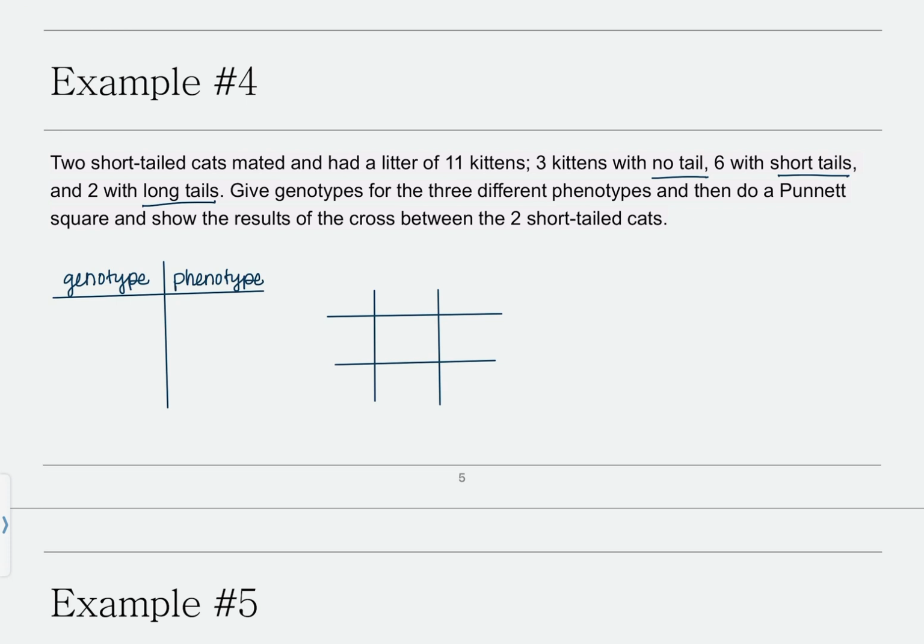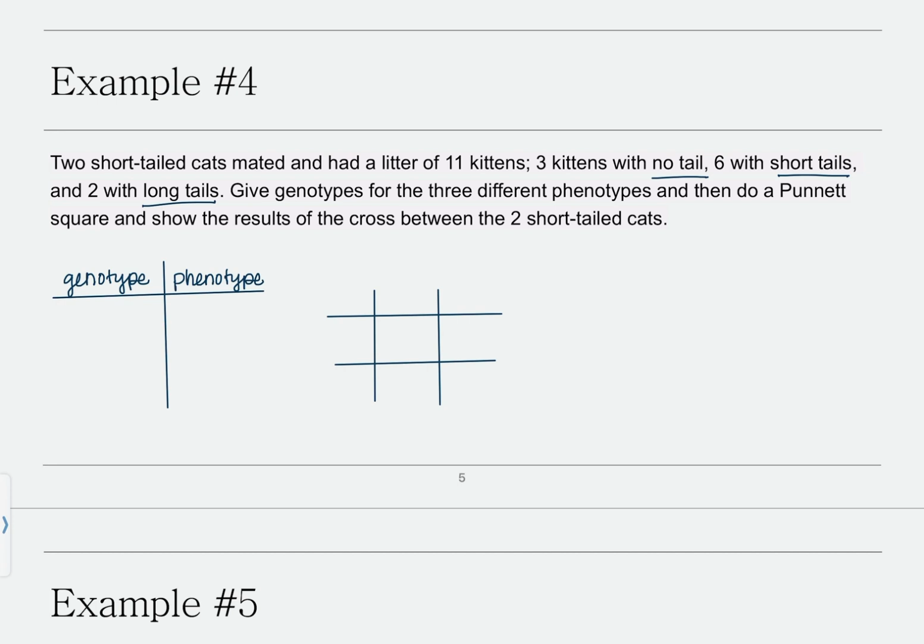So I see no tail, short tail, and long tail, 3 different phenotypes. I automatically know it's either going to be codominance or it's going to be incomplete dominance. So this one is going to be incomplete dominance because I see a short tail. So we have no tail, long tail, and then a blending of those two, which is your short tail. We don't see a possibility of a cat having both a short tail on it and a long tail, so it's not codominant. Both are not being expressed.